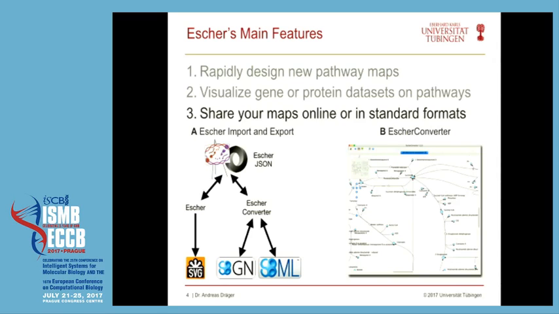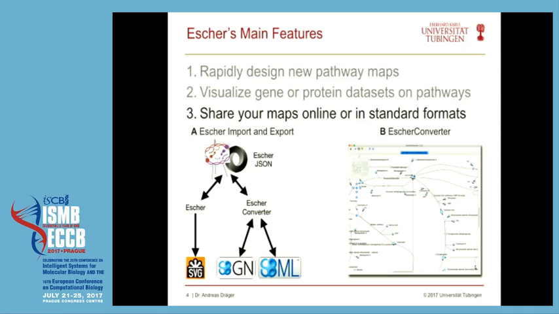And then finally, when you're done with that, then you can share your maps in different formats. Escher has a built-in format that is based on JSON that it understands directly, and this can be exported to the SVG format, which is a vector graphics format that is supported by most current browsers. And so everything, including the data visualization, can directly be exported to SVG.